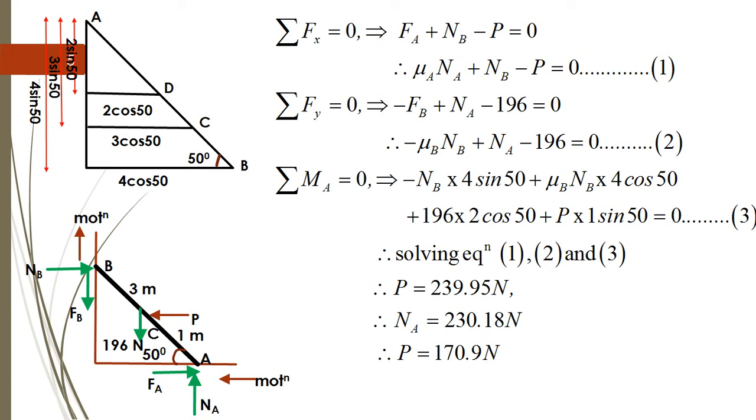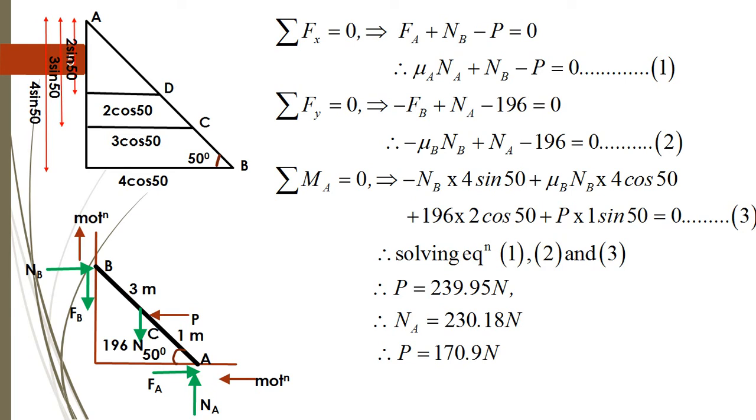If you observe equations number 1 and 2, how many unknowns are there? The unknowns are NB, NA and P. There are 3 unknowns, but we have only 2 equations, so we cannot solve this. In order to solve, we have to introduce one more equation, that is, moment. By applying the third equation of equilibrium, moment about A is equal to 0.